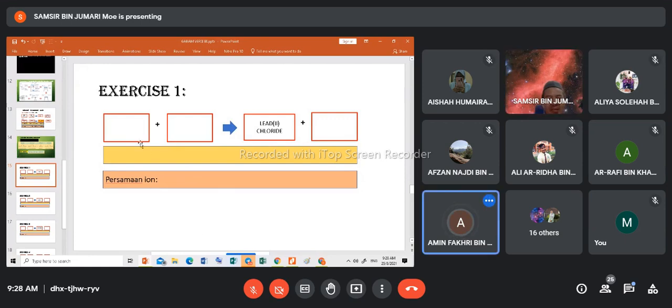Lead nitrate. Okay, lead nitrate. And then the other one? Lead nitrate solution and the hydrochloric acid, can we use that? Hydrochloric acid you can use. Yes, very good. It means it will also produce an acid, right teacher? Yes, here. Acid as a solution, right?